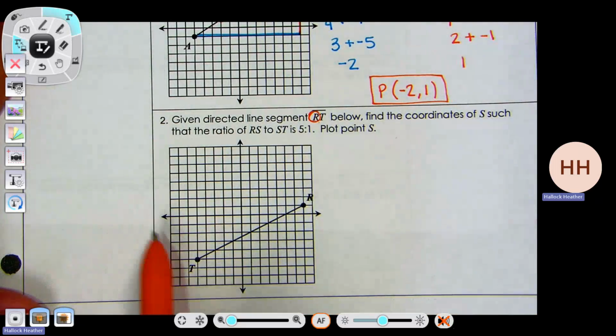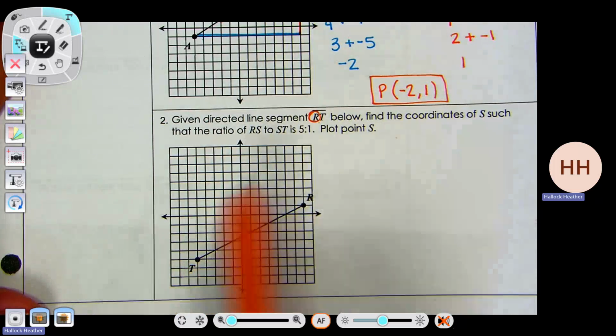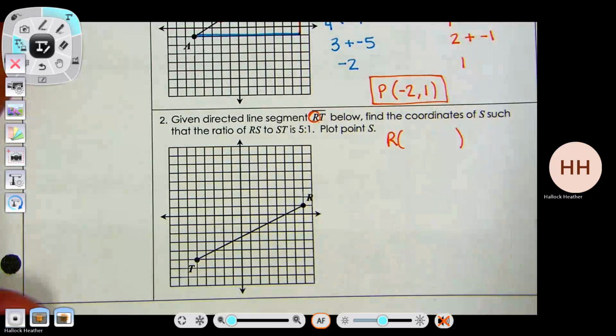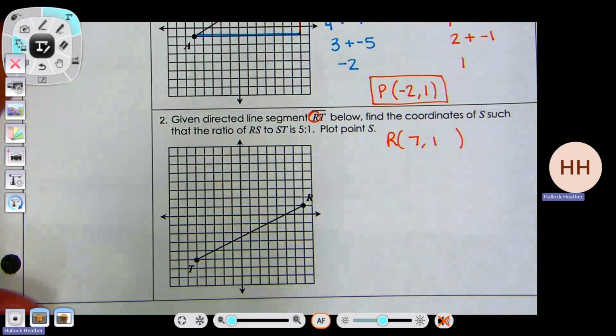A lot of people would look at this graph and be like, I'm starting at T because I'm going from the left to the right. You're starting at R. So what is my original coordinate point for R? Good, 7, 1. Okay.